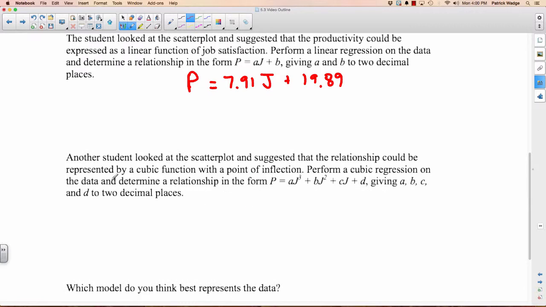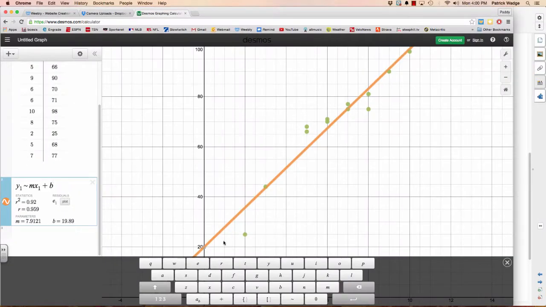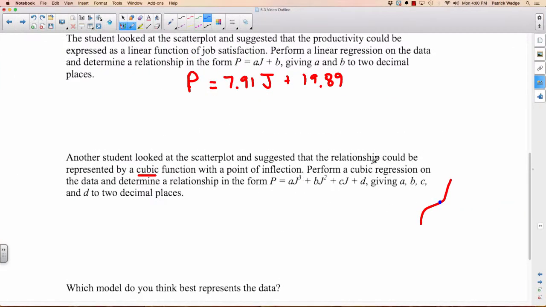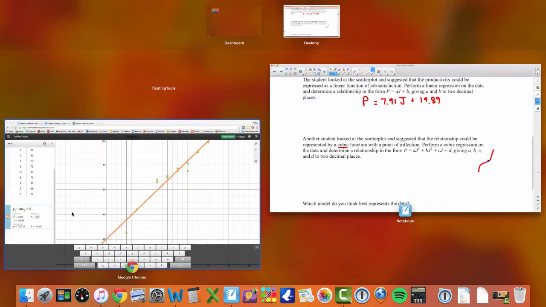Good. However, another student looked at the scatter plot and suggested that the relationship could be represented by a cubic function with a point of inflection. Remember what that means? That's the cubic one where it's like this, and this is a cubic, the point of inflection right there. And if you look at that data, that does look somewhat possible that there's a point of inflection there. So what we're going to do is a cubic regression and see if it's any better. So let's try that.